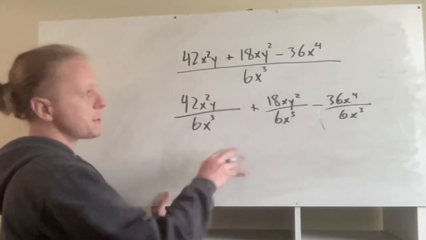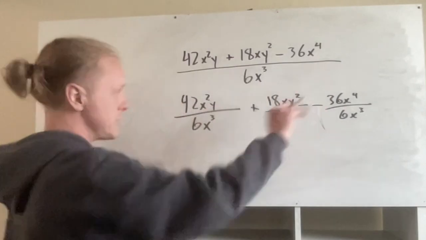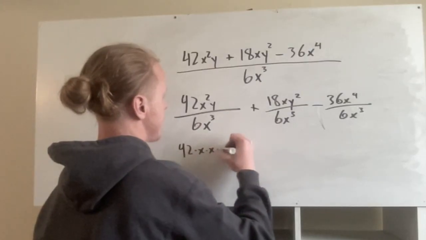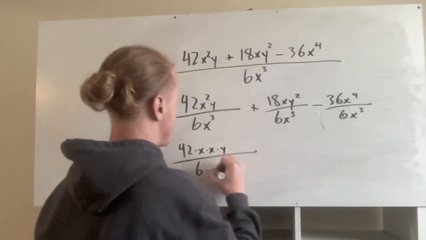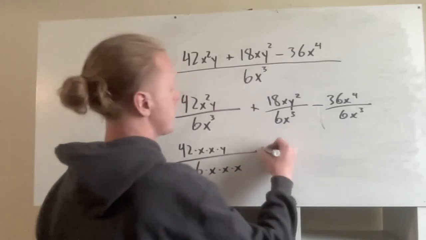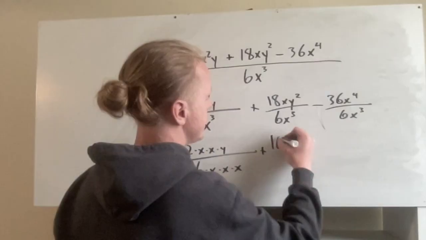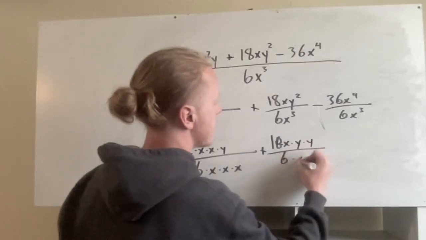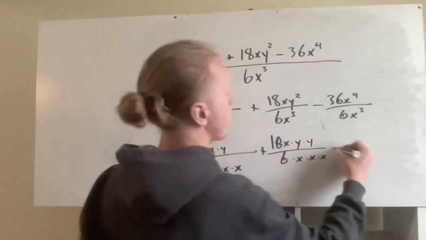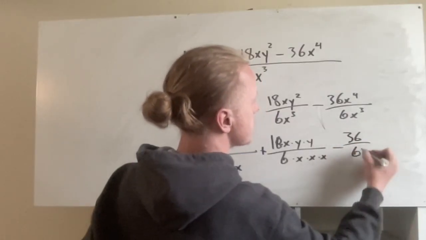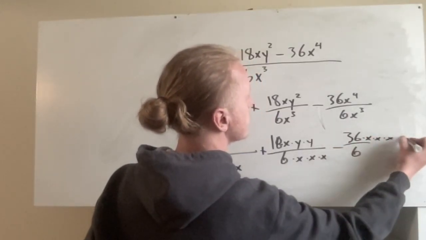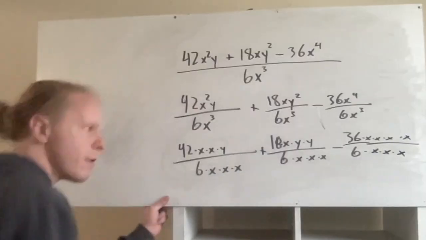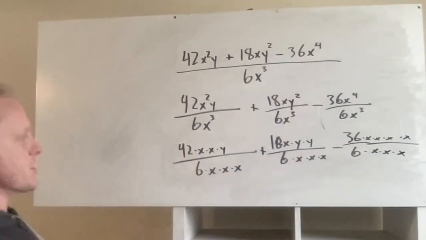So I know it's a lot of writing, but to be as clear as possible, I'm going to go ahead and expand out all these exponents. So we have 42 times x times y over 6 times x times x plus 18 times x times y over 6 times x times x minus 36 over 6 times x times x times x times x times x times x. Okay, so now let's just take this one fraction at a time.